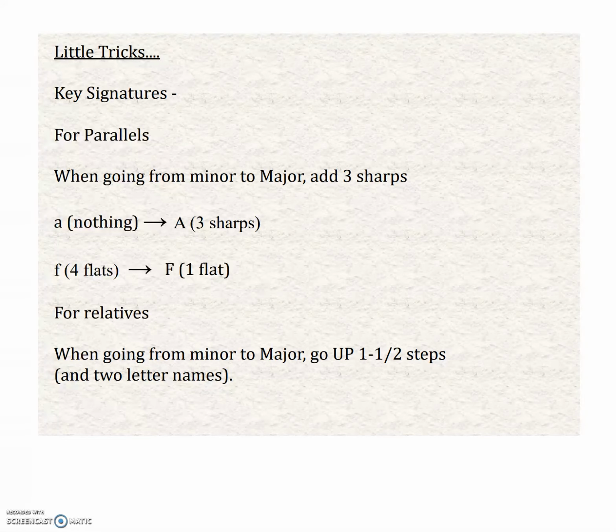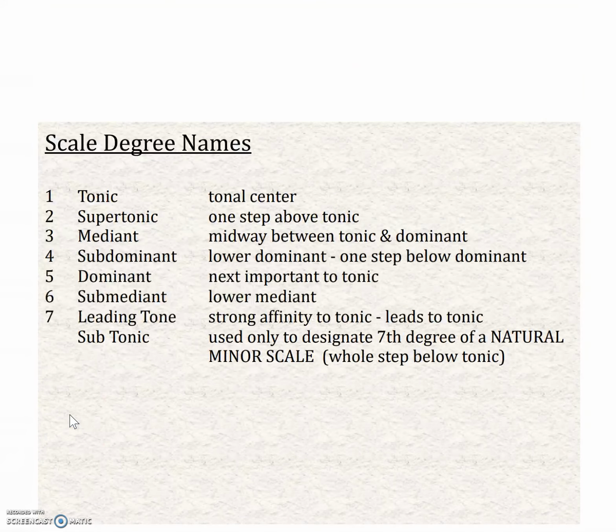For relatives, when going from minor to major, again, these are all tricks, you go up 1.5 steps and 2 letter names. Again, so A minor, I'm going to go up a whole step, B, a half step, C, so C major. That's how they're related. Personally, I think it's just good to know your key signatures. I'm going to still say that.